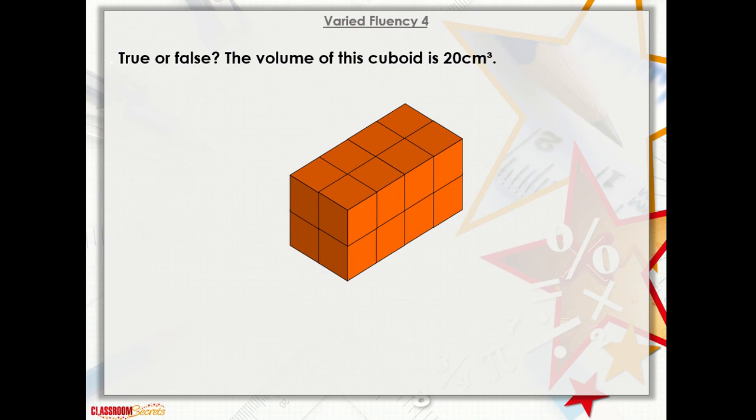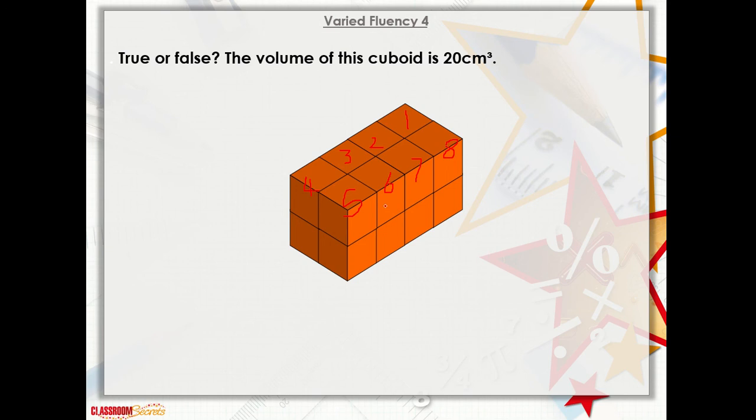Okay. And the last one. True or false? The volume of this cuboid is 20 centimetres cubed. Well, now I know how to find volume. I'm counting the cubes. So let me just check. 1, 2, 3. That one there is 4. This cube here is 5. This cube here is 6. That one's 7. That one's 8, because I'm remembering I'm counting the cubes, not the faces.